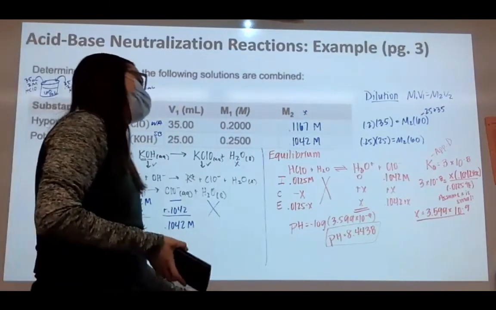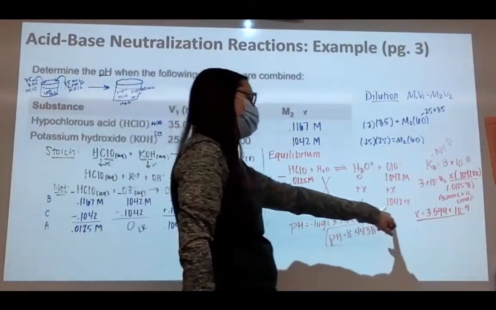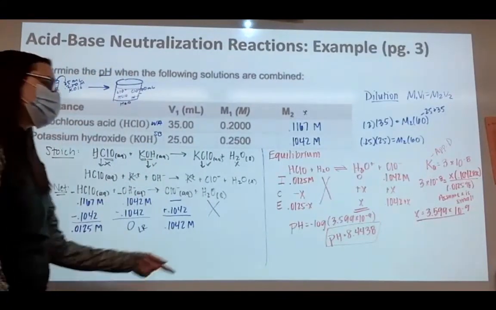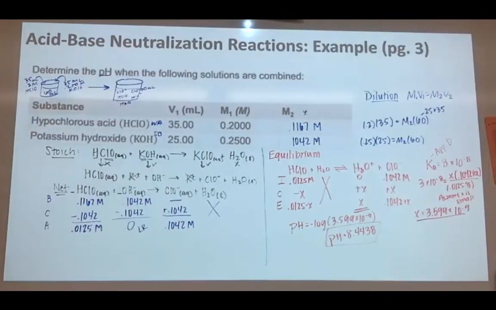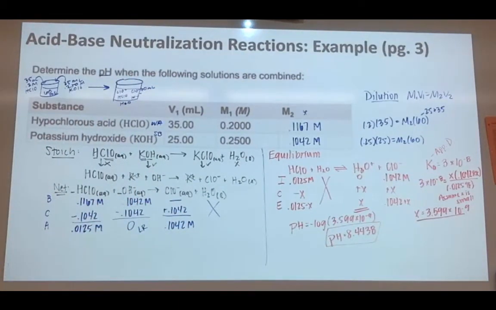Now, when we look at this, we're like, well, but we had a weak acid here. But we also had its conjugate base. The conjugate base concentration is almost 10 times, it is 10 times that of the weak acid. So we actually had a little more conjugate base. So the pH is basic. So these are the steps that we have to take when we have a neutralization reaction.